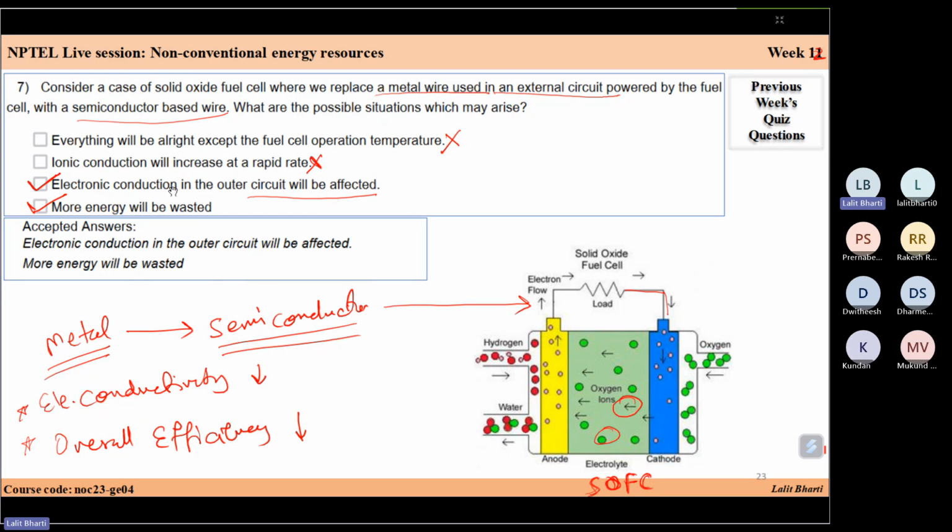Then, the electronic conduction in the outer circuit will be affected. That is correct, because your resistance will increase and conductivity will be lower. So your overall conduction will be affected. Then, more energy will be wasted. That is incorrect. Sorry, that is correct. Your energy will be wasted because you don't have a metal wire. You have a semiconductor wire with low electrical conductivity. So options 1 and 2 are not correct, but 3 and 4 are correct.